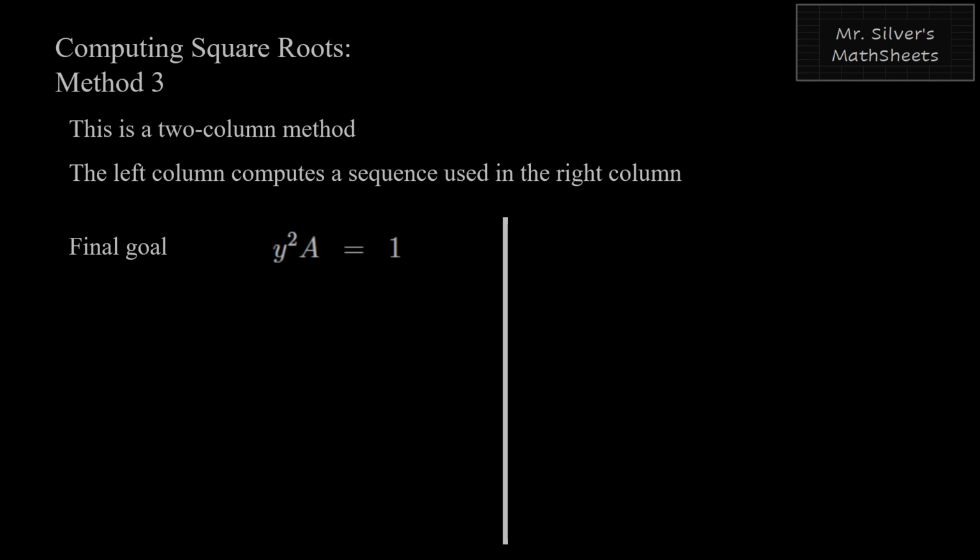So what we're doing in the left-hand side is we start with a, and by steps we turn it into 1. On the right-hand side, we start with a, and using the same steps, but only one of those steps instead of 2, we will turn a into the square root of a.